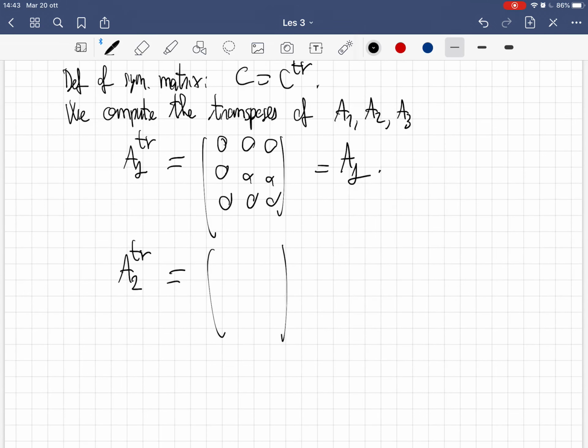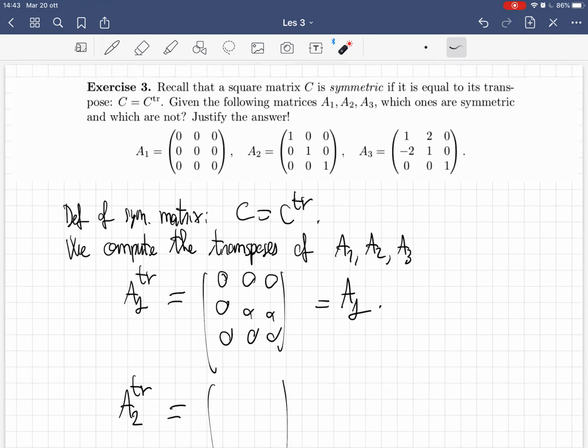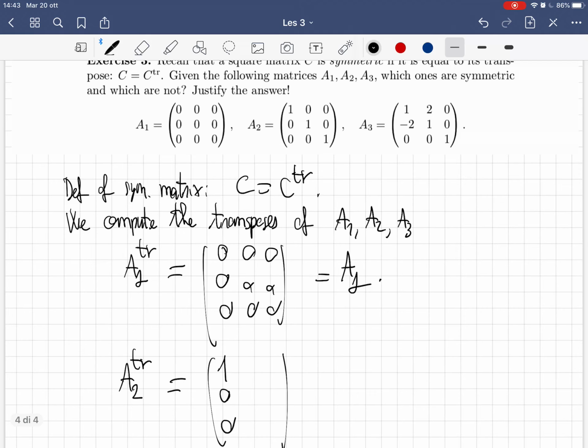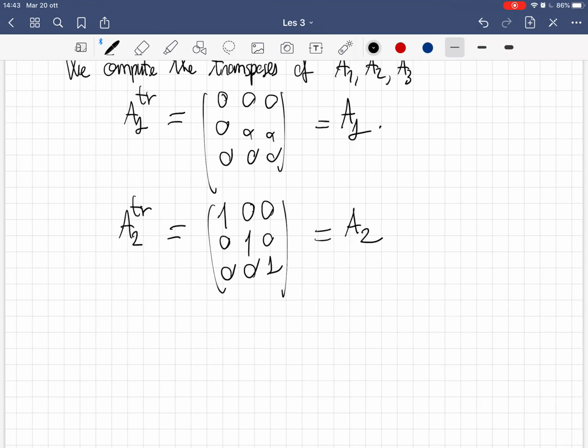And let's do this for the A2 transpose. Again, here, first column, you have the first row here. So it's going to be 1, 0, 0. And the second column here is going to be this one. So it's just 0, 1, 0. And again, the third column here is going to be the third row here. So it's 0, 0, 1. And again, you see that it's equal to the original one. So, okay, this is symmetric. The first two matrices are symmetric.